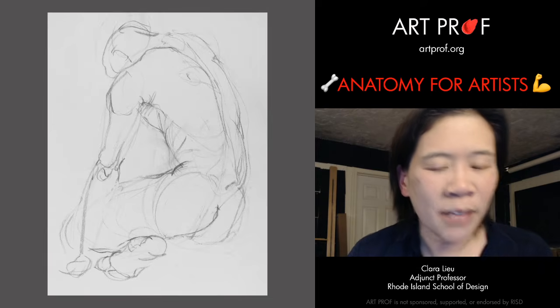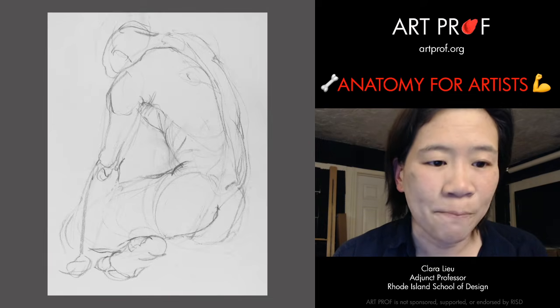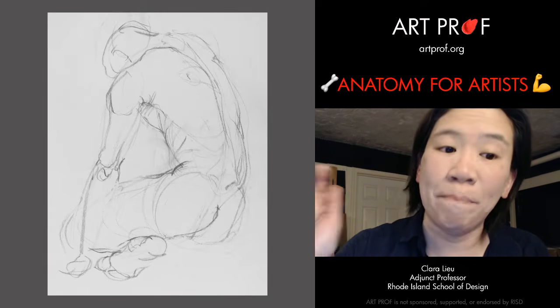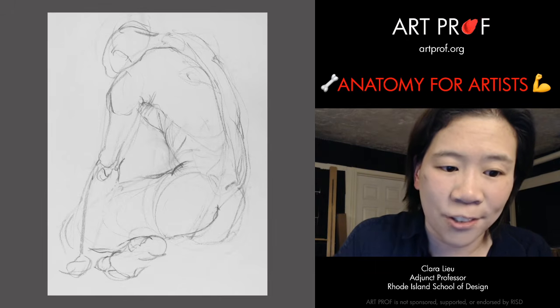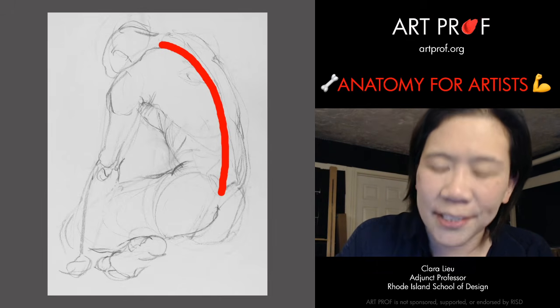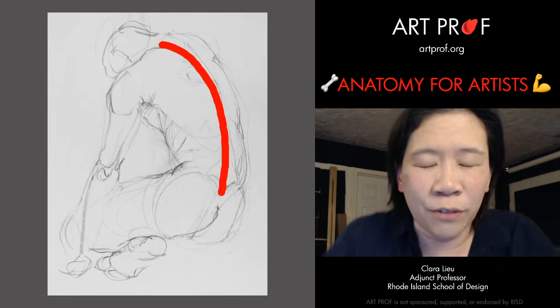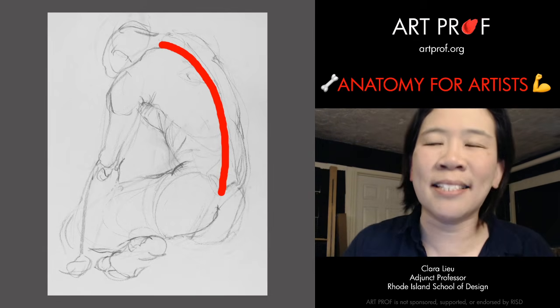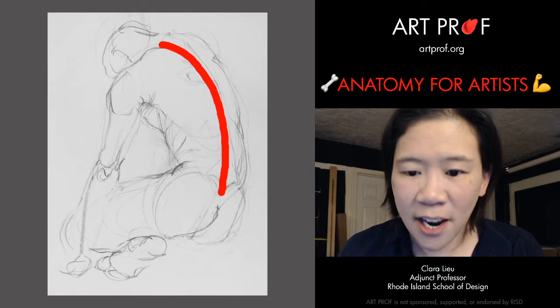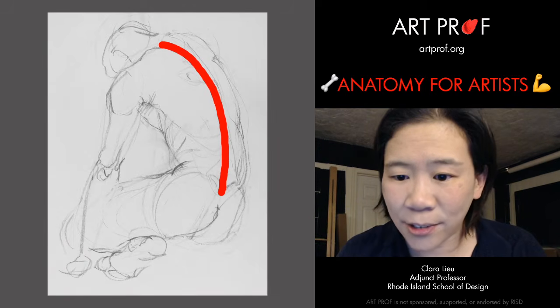Okay, now here's a student gesture drawing. And I think you guys can see from the back view that the center line is pretty easy to find. And you can see, because this is a figure that is bending forward, sort of arched a little bit, you can see that curvature of that center line.